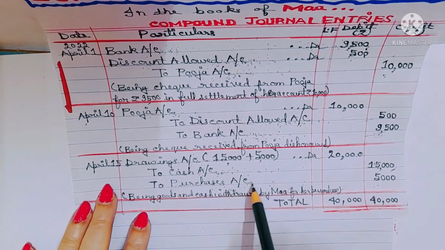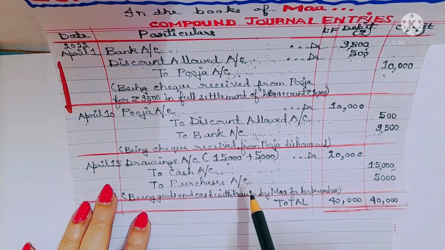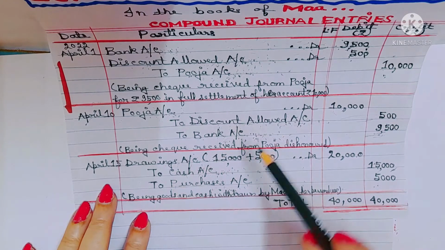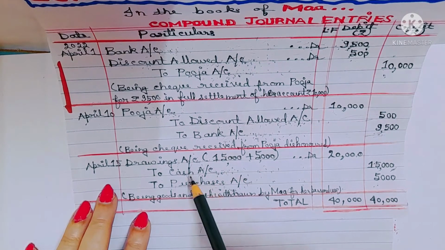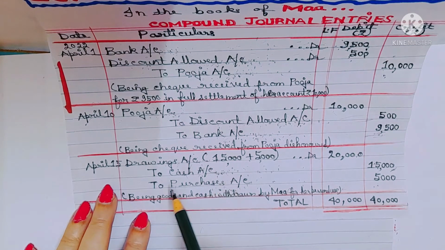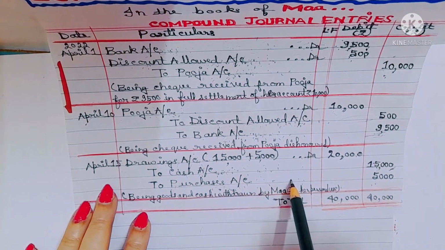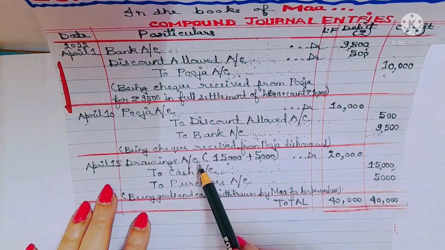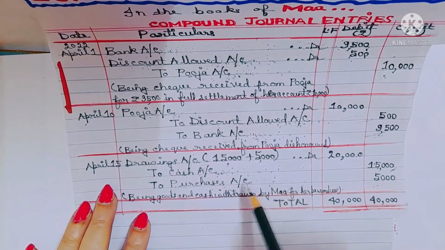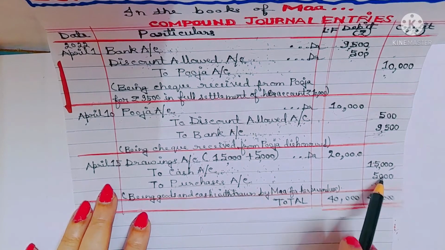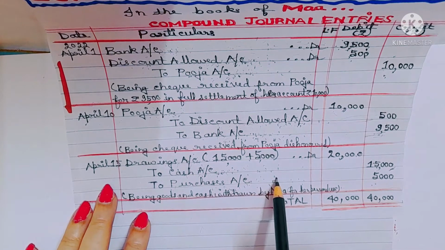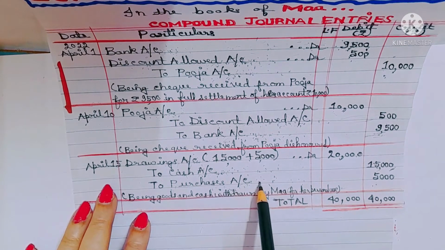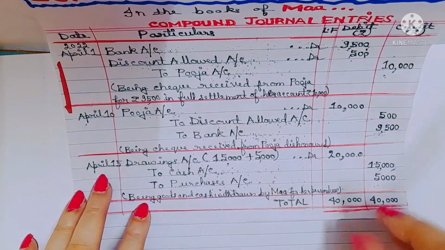We are preparing purchases account, so we have to look at the opposite side. Since purchases is on the credit side, we look at the debit side. Ignore cash account because cash account is also on the same side. Since purchases account is on the credit side, drawings account will also appear on the credit side in the purchases account. How much? 5,000. Don't write 20,000. Since we are preparing purchases account, we have to look at the amount of purchases account. Then by drawings account 5,000.